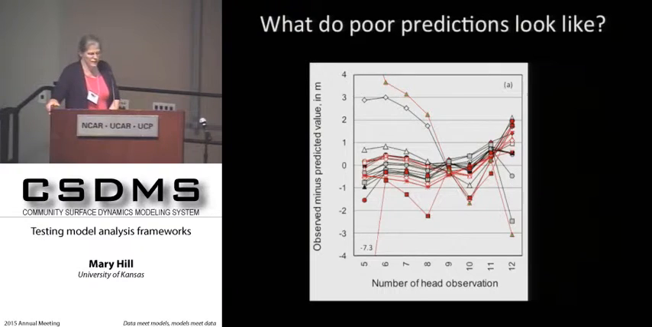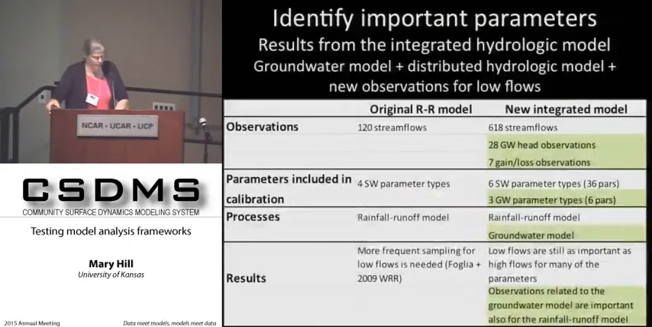What do poor predictions look like? In this case, this is for hydraulic heads, and this is the observed minus predicted value for heads. Here's the 0 line. And you can see that these really bad solutions just get really poor heads, particularly in the extremes of the case.